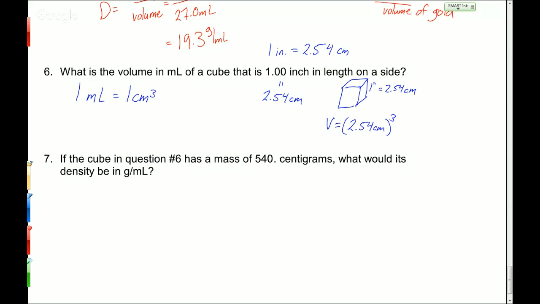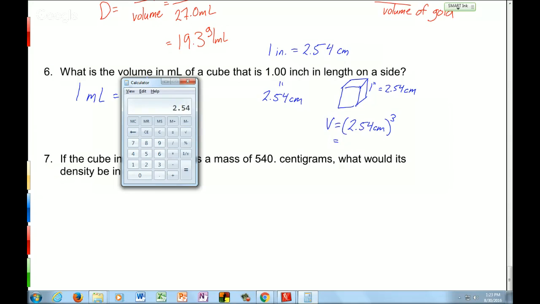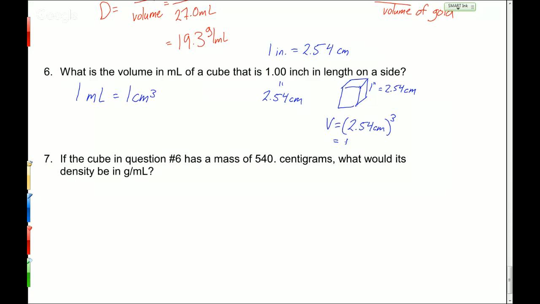2.54 centimeters cubed. Well, I don't have a cubed key on my little calculator here, so that just means it times itself 3 times. So 2.54 times 2.54 times 2.54 is 16.4 cubic centimeters. And since a cubic centimeter is a milliliter, then we know we have 16.4 milliliters also. Questions on that?